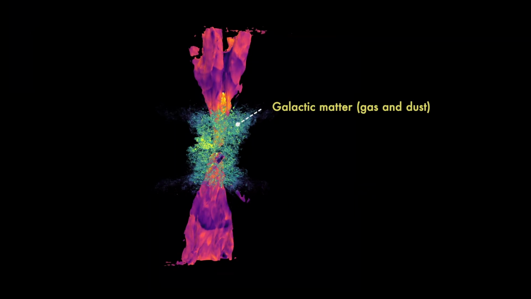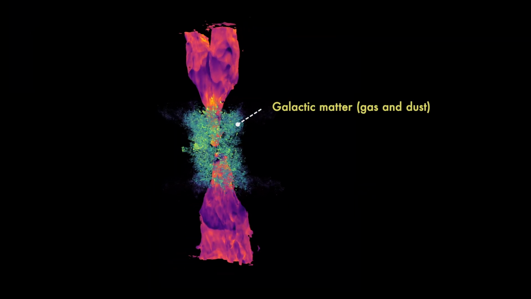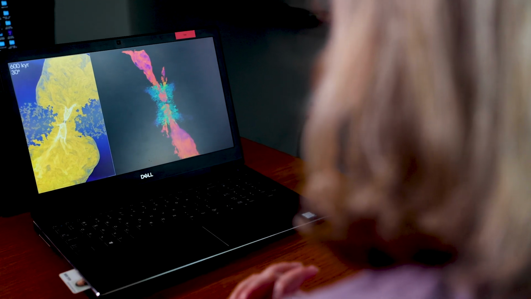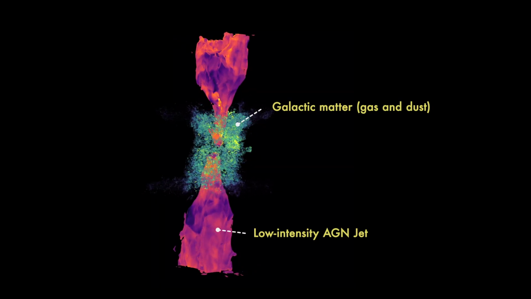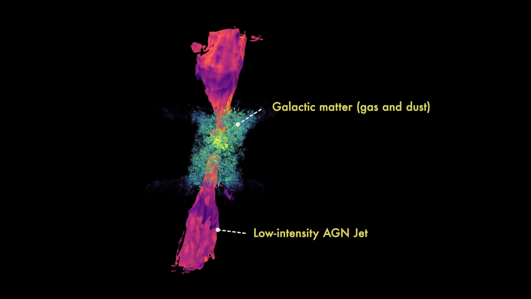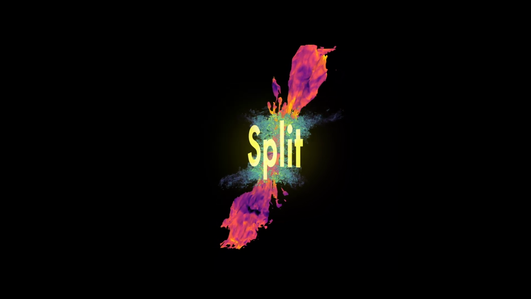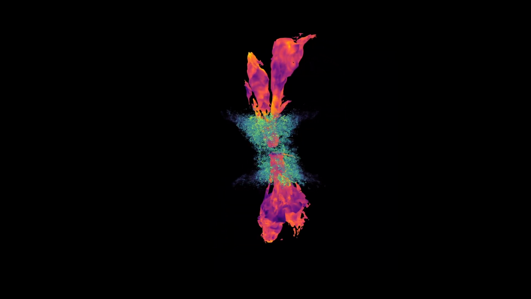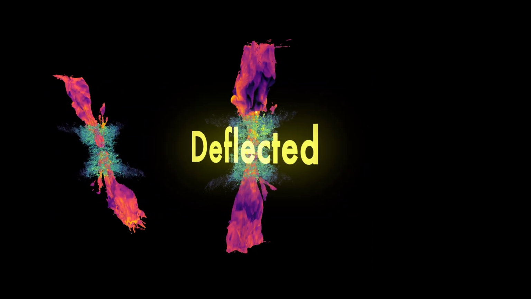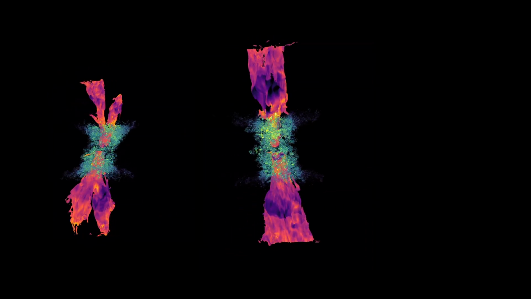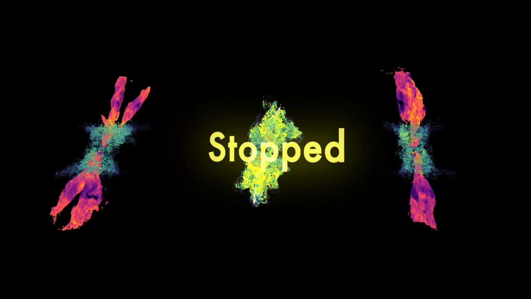The blue color in the center, the blue-green colors indicate the galaxy itself. When you see the pink colors that are coming out and the purple, that is the actual jet itself. The jets can be split. They can be split by a dense cloud into streams as they come out of the galaxy. They can be deflected, which is they change direction entirely. And in some cases, the jet can be entirely stopped.